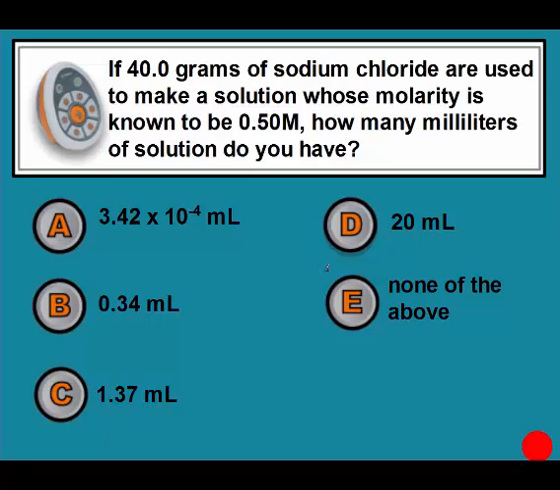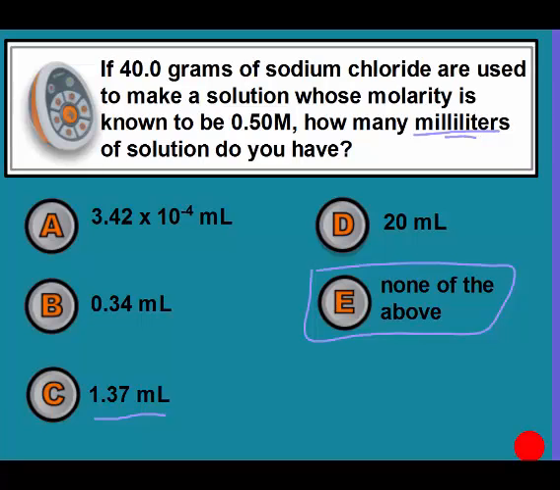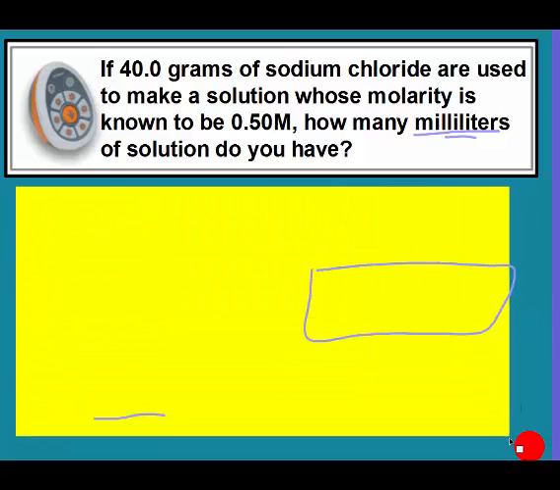For this one, you should have gotten E. If you got C, then you didn't read the question. It said how many milliliters. C is how many liters you have. So if you didn't get E, let's see how we can get E.